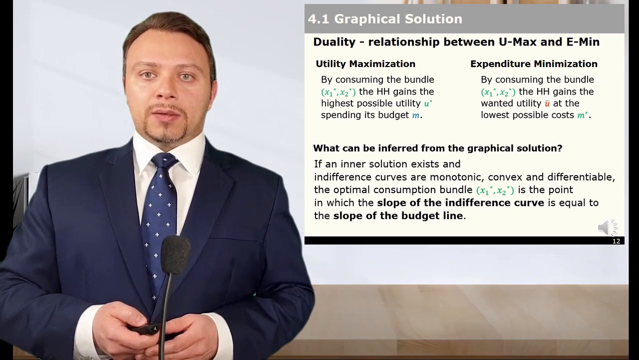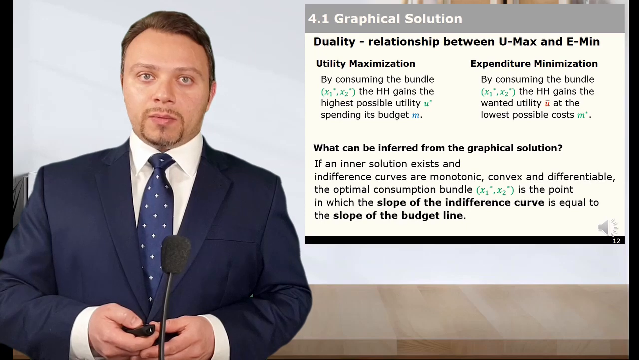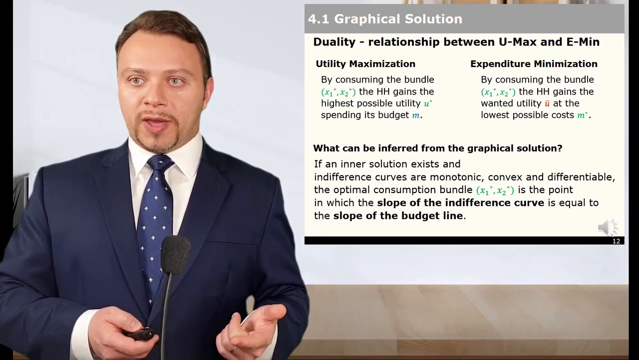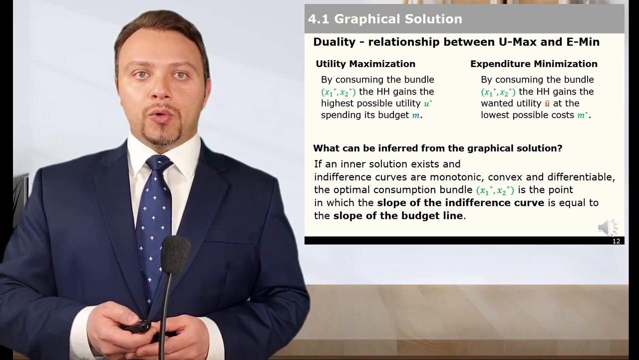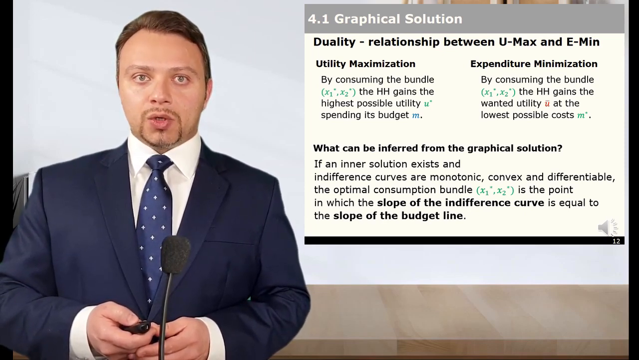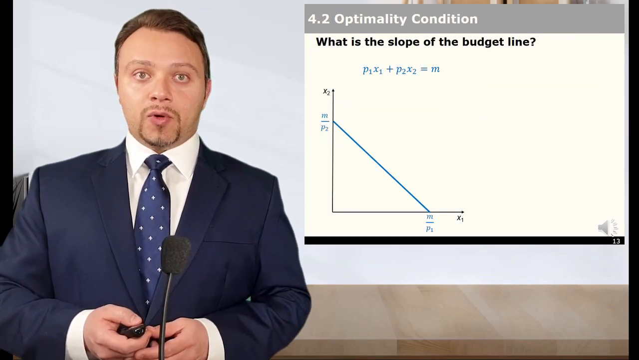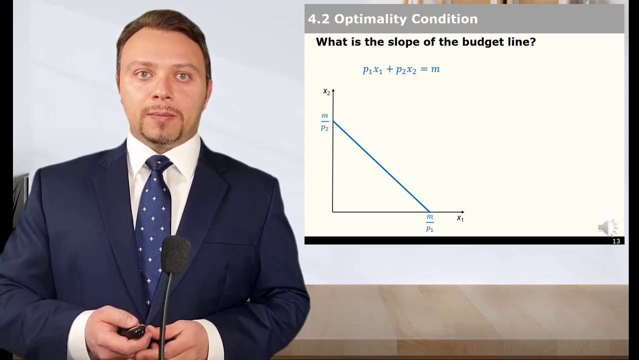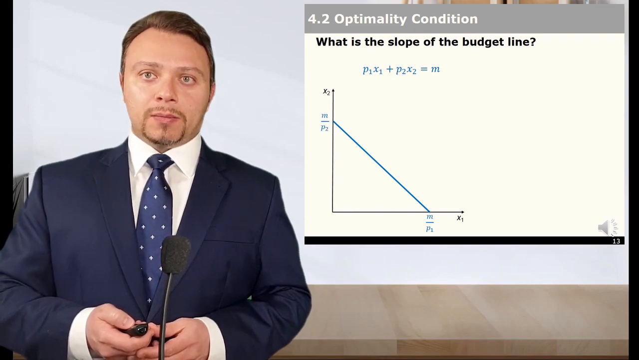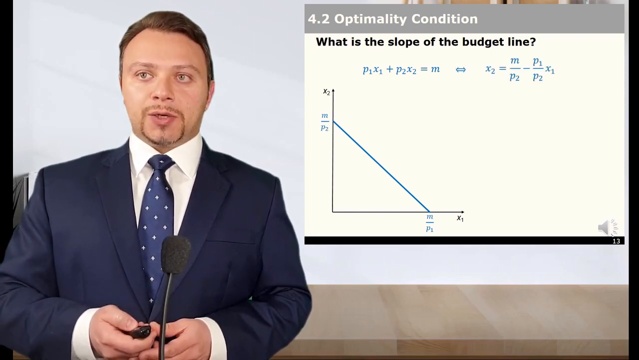We can state that if an inner solution exists and indifference curves are well behaved, so they are monotonic, strictly convex, and differentiable, then the optimal consumption bundle is the point in which the slope of the indifference curve will be exactly equal to the slope of the budget line. Now let us formulate the optimality condition which we have found graphically, algebraically. What is the slope of the budget line? We know that the budget line results from rearranging the budget equation for x2. So this is just this function.